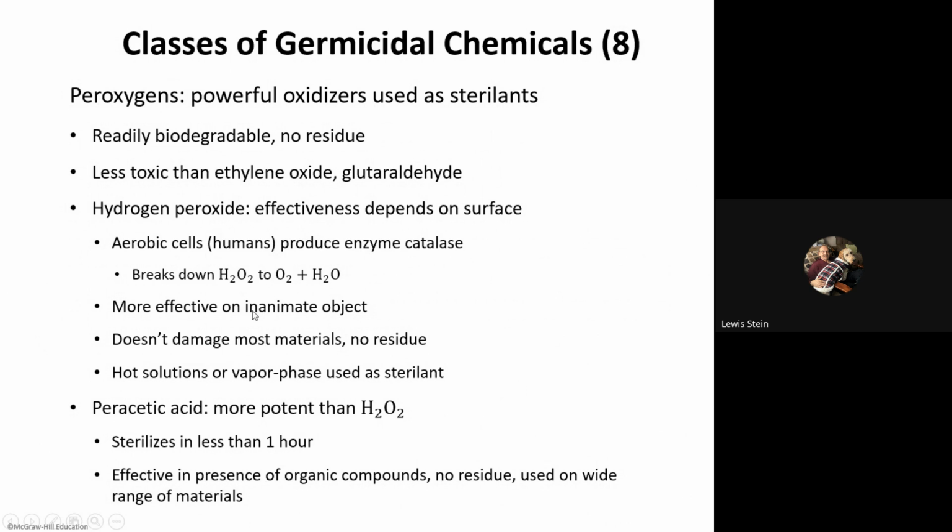Yes, it's better on inanimate objects, but if you dilute it, and you buy 3%, by the way, in the store, notice that also comes in an opaque bottle, no clear bottles. That's really very, very helpful. Okay, and so that vapor phase is a sterilant. Peracetic acid is something that can also be used as a sterilant. Notice it even worked with organic compounds, and it doesn't leave a residue. So peroxide is very, very useful.